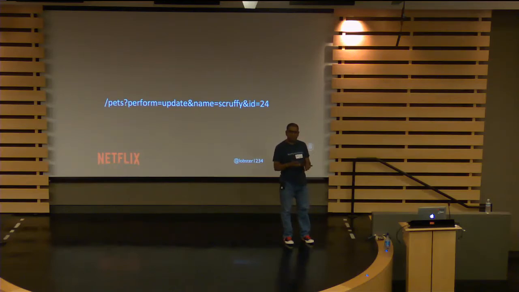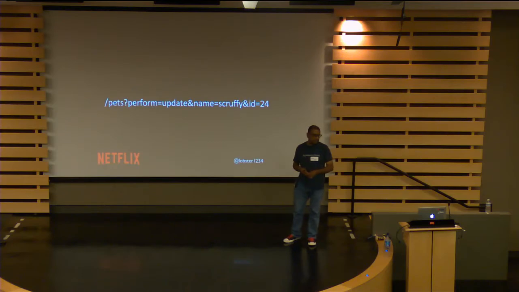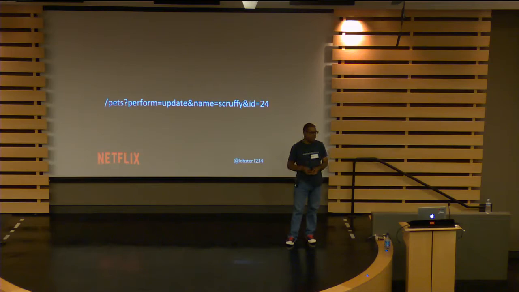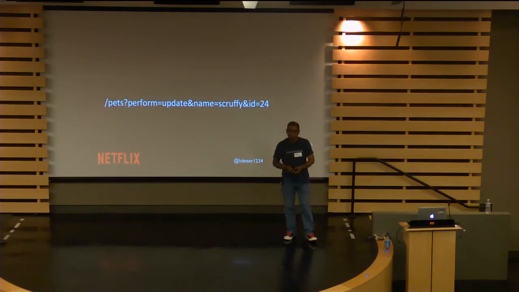And before RESTful APIs began, this was a pretty common scenario where people used to call these CGI scripts and say, perform this operation, or it used to be called operation equals update. And then it used to say, find this ID of this record and update name equals Scruffy, right? Pretty common scenario. I've seen this, I've written this kind of code, by the way, in the past.